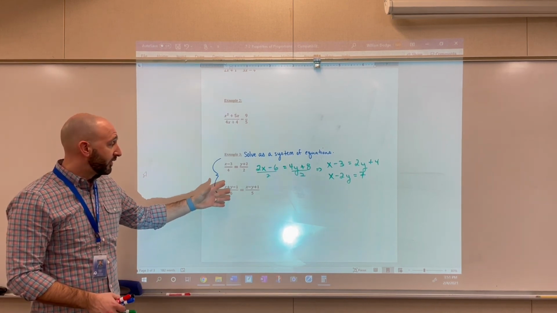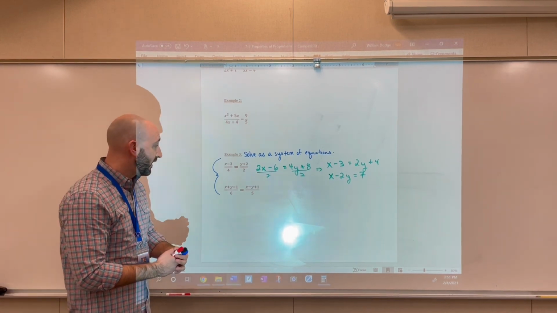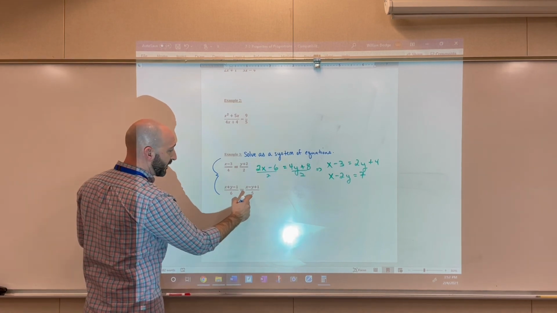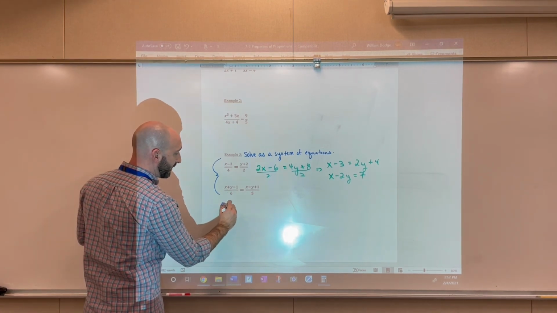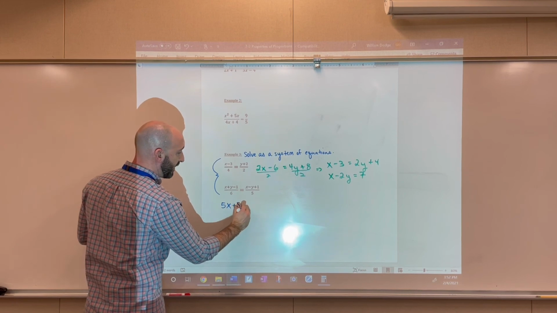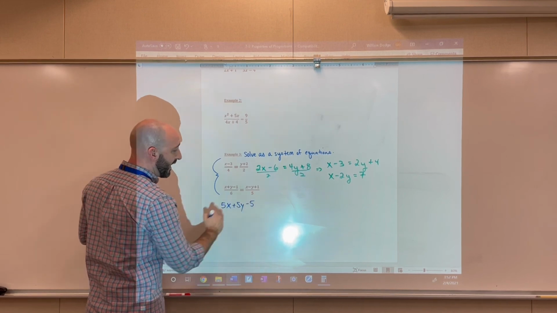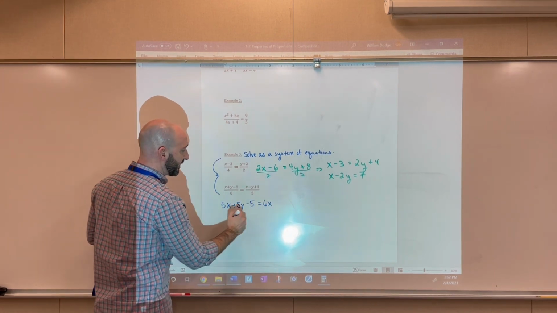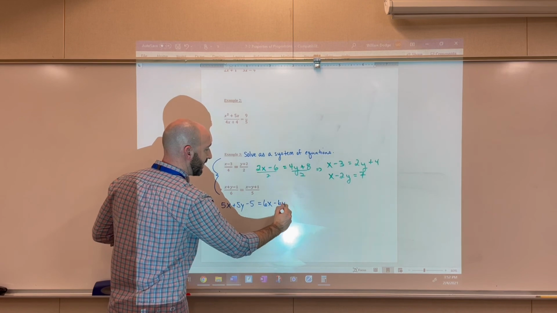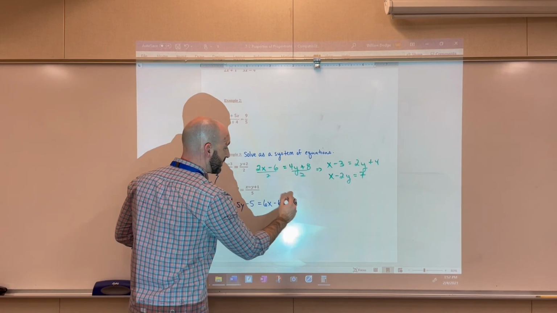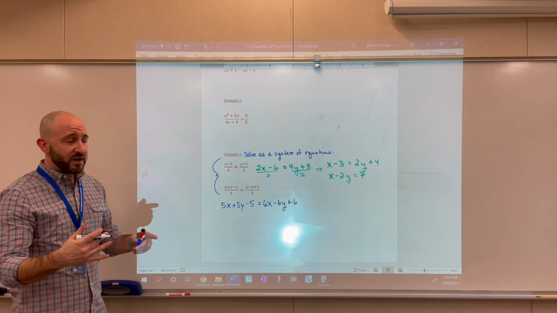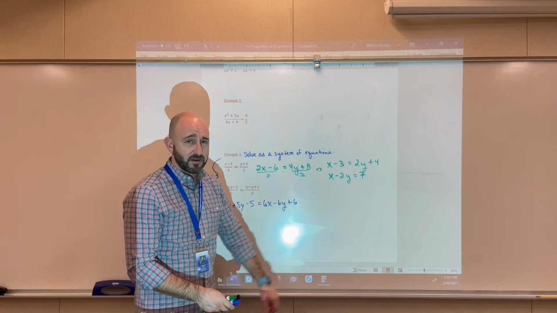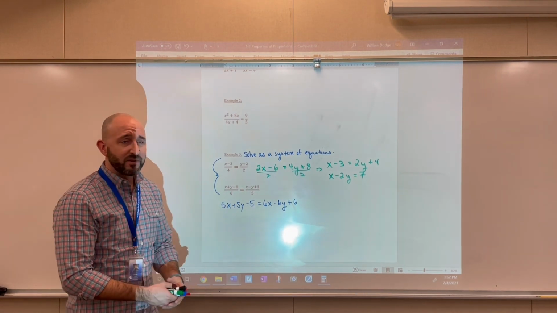So again, it looks pretty rough right now, but I think we can manipulate this and make it much better. So again, we'll start by cross multiplying. So 5 times x is 5x, 5 times y is 5y, and then 5 times negative 1 is negative 5. And that's going to equal 6 times x, which is 6x, 6 times negative y, negative 6y, and then 6 times 1 is positive 6. So it's starting to get better, but like I said, now we're just going to try to manipulate it to get it into standard form. No common factors to divide out.